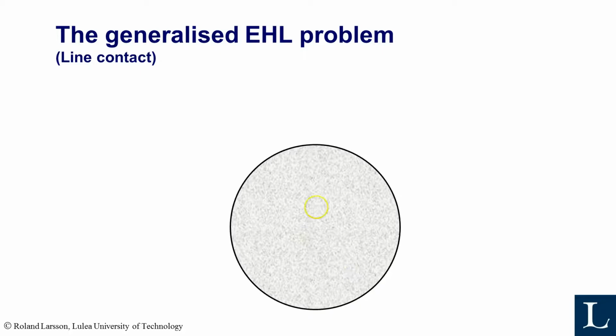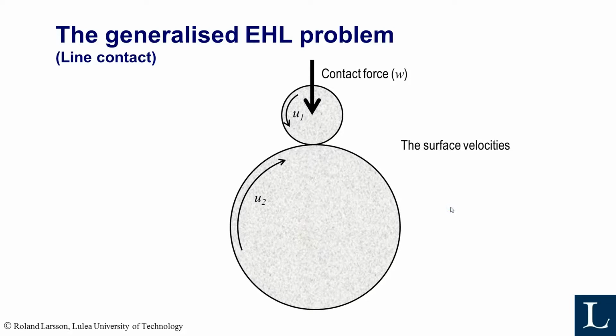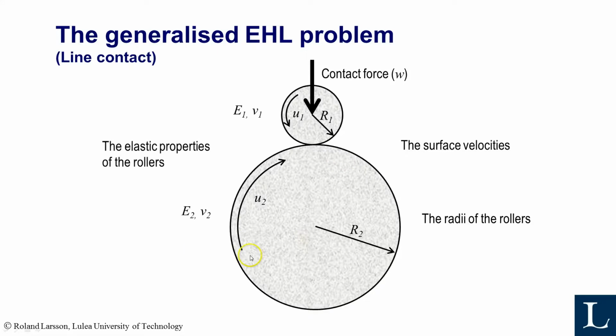In the line contact problem, you have a cylinder and you put that in contact with another cylinder under a certain contact force. We use W here. And these surfaces are moving, so the surface velocities are also important parameters here. The shape or size of the cylinders are important, because the smaller the radius is, the more concentrated the contact, the higher the contact pressure is. And of course also the elastic properties of the rollers are important. It's both the Young's modulus and the Poisson number for both cylinders.